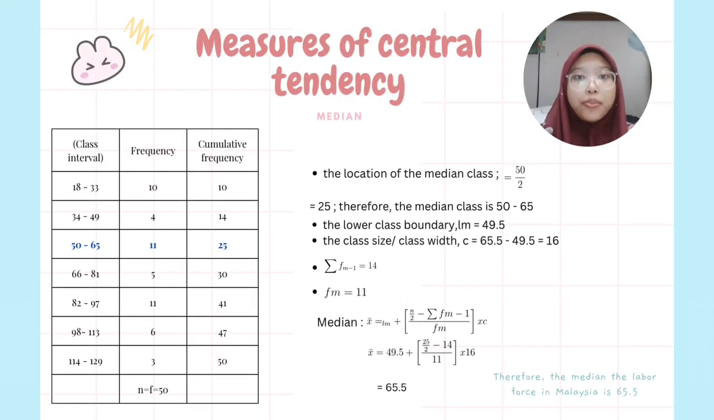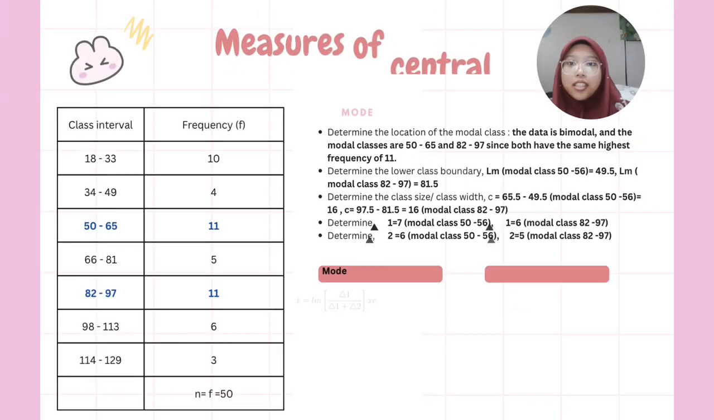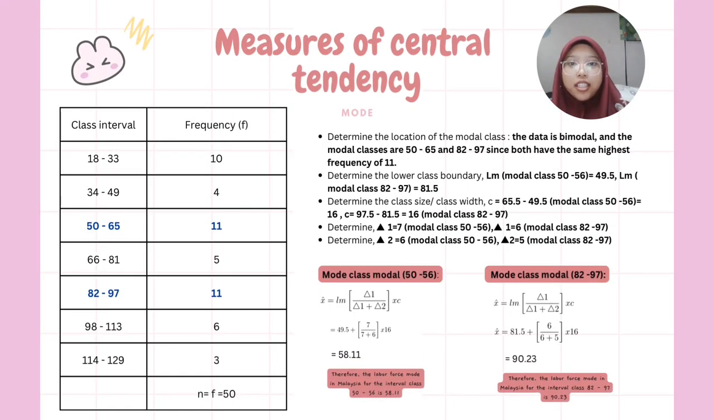Next is the median. The following is a table of data and the formula to find the median. Therefore, the median of the labor force in Malaysia is 65.5. The next part is the mode. The data is bimodal, and the modal classes are 50 until 65 and 82 until 97 since both have the same highest frequency of 11.